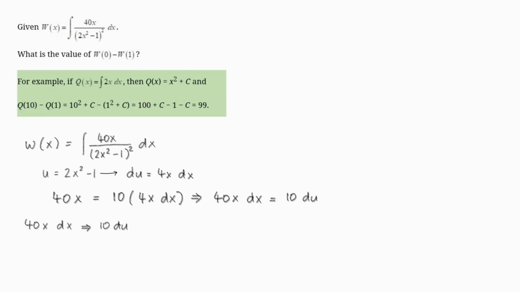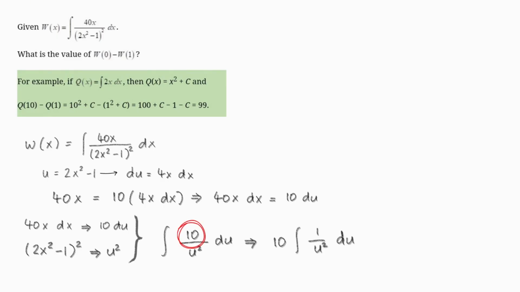Now let's replace the 40x dx with 10 du. Then replace the quantity 2x squared minus 1 squared with u squared. So our integral becomes 10 over u squared du. Since constants can slide in and out of integrals, we just pull that 10 out to the front and focus on the integral of 1 over u squared, du.